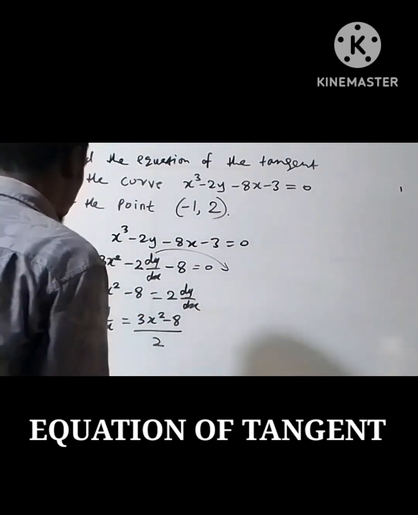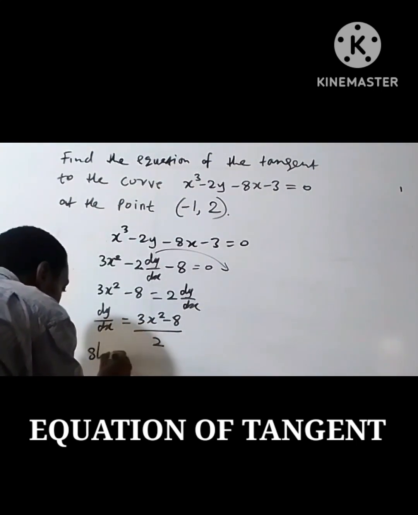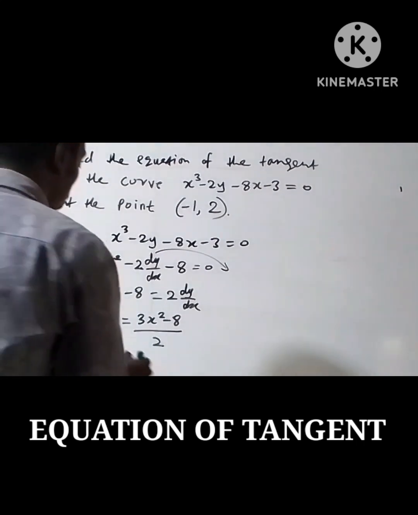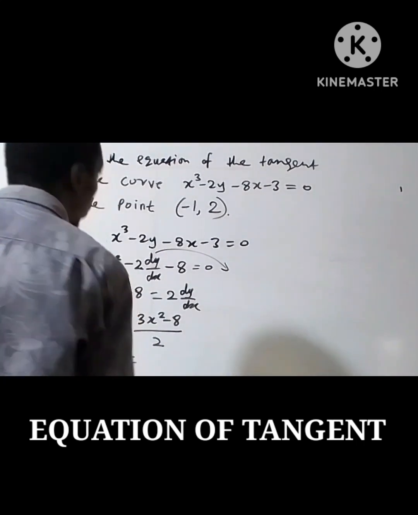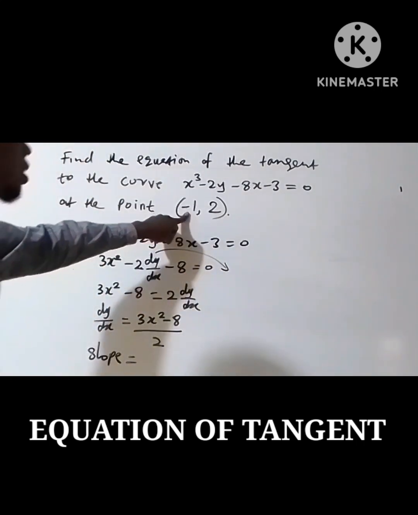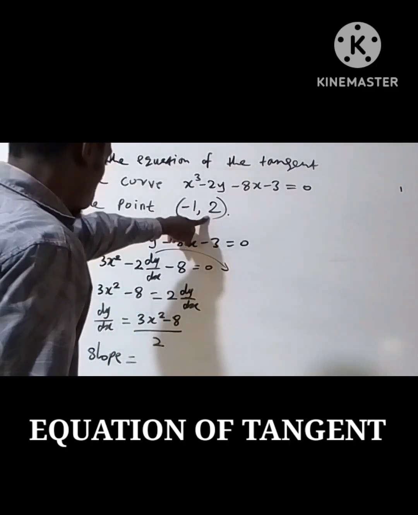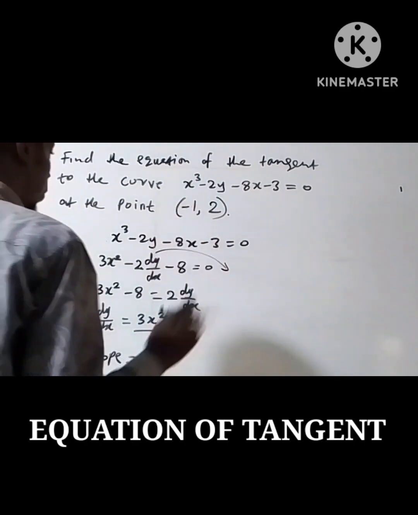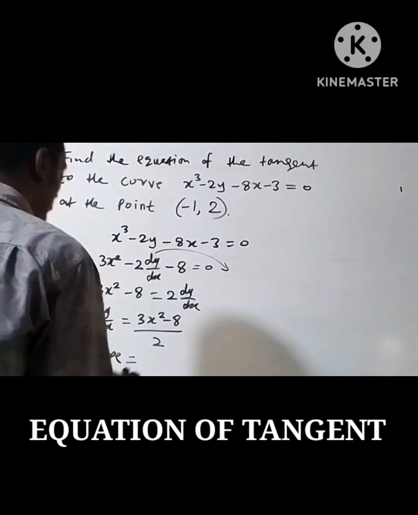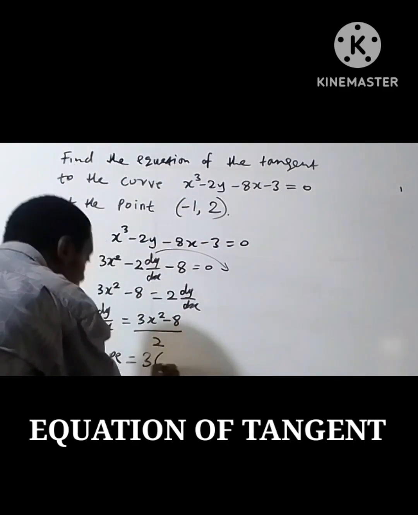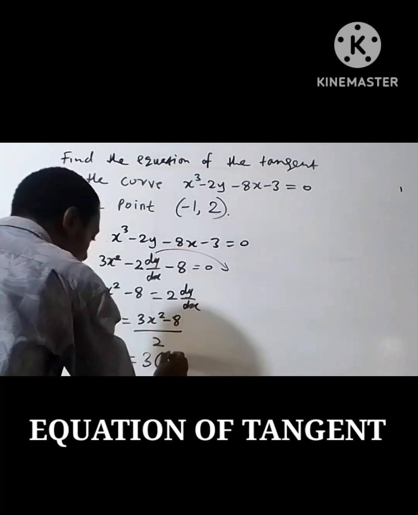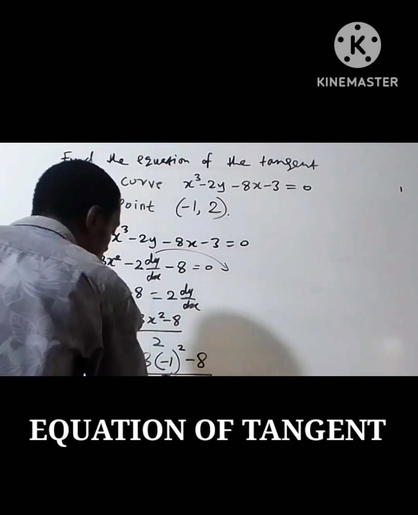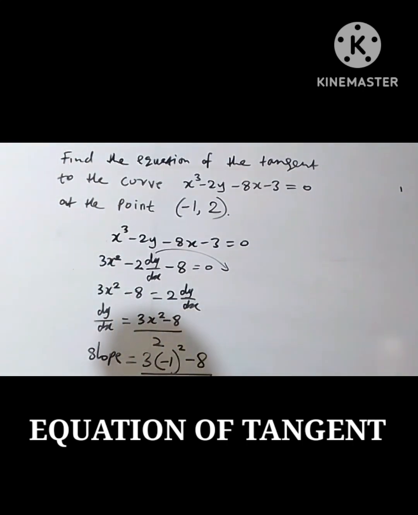Remember, this is our slope, and our slope is the same as saying m. So if you look at the point we are to get the slope at, it is given as (-1, 2), where minus 1 is x and 2 is y. But the equation where we are expected to get the slope from does not contain y, so we put only the value of x, which is minus 1. We square it, followed by minus 8 all over 2.